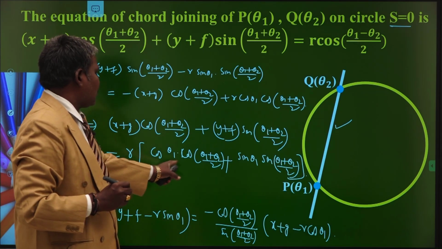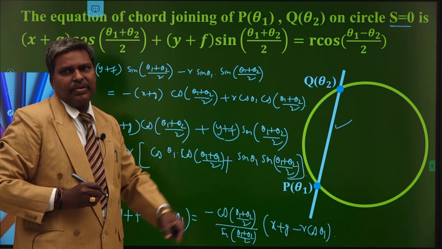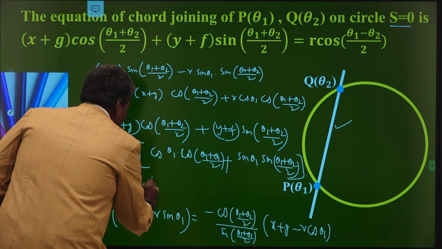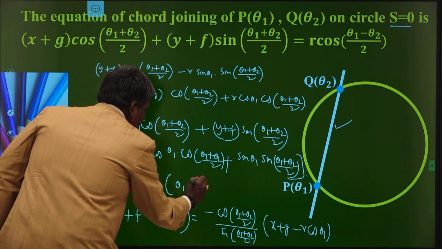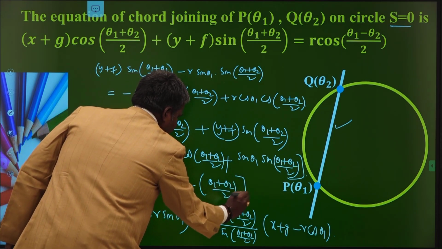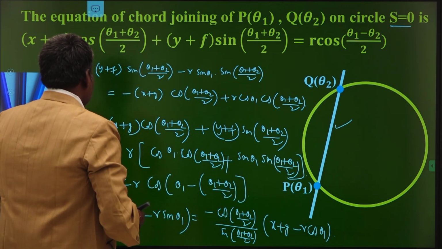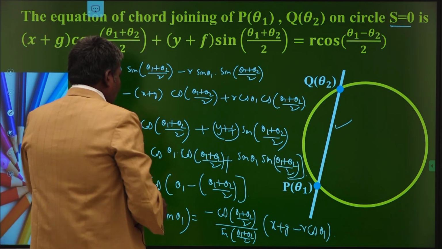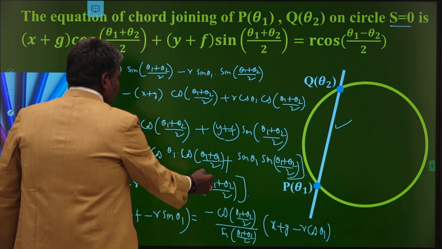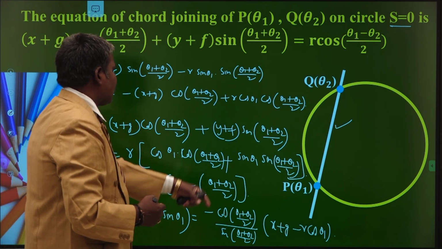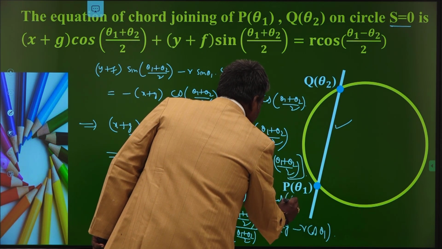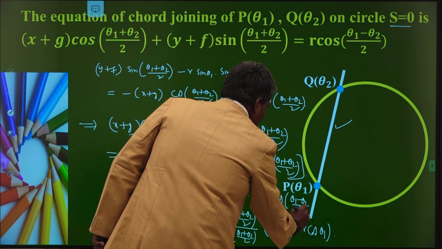What is of the form cos A cos B plus sin A sin B? That means cos of (A minus B). That is nothing but r into cos of (θ1 minus (θ1+θ2)/2). This is nothing but r into cos of (2θ1 minus θ1 minus θ2)/2, that is (θ1 minus θ2)/2. So r into cos of (θ1 minus θ2)/2.